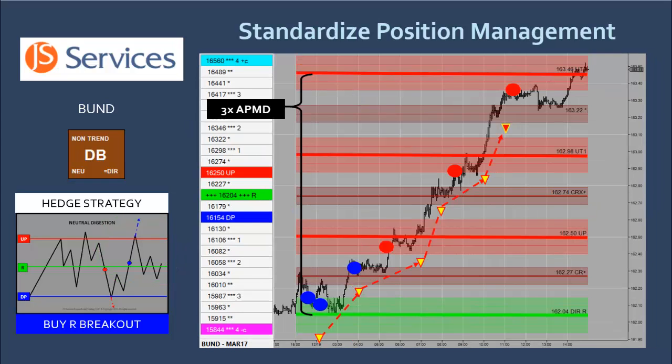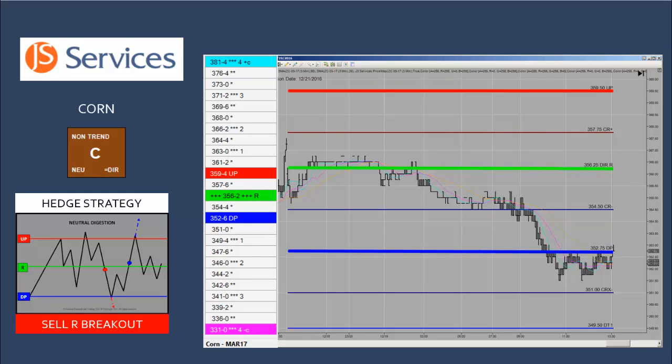The market structure's trail stop in a textbook transitional hedge strategy theme breakout will hold and continue into the close of the session. This is a characteristic of a neutral market state, and it's an example of that definition. Note that the buy UP breakout was also a valid strategy in this example, and it paid out for 2 APMDs. Corn is another market in a neutral digestion R equals directional market structure bias, but it generated a sell R breakout strategy.